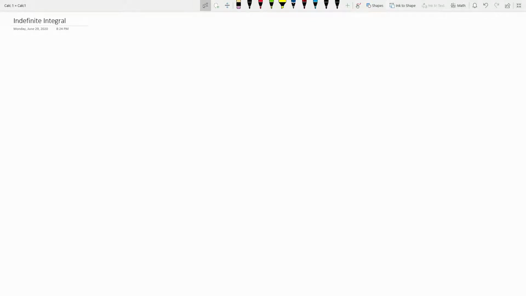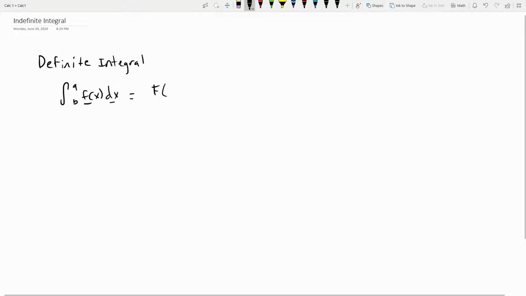In today's lesson we're going to be talking about indefinite integrals. So in the previous lesson we went over the definite integral. And we saw that it's written in this form: the integral from a to b of f of x dx, and then we would evaluate it to some sort of number. Essentially we learned that the fundamental theorem of calculus 2 states what it will evaluate to.